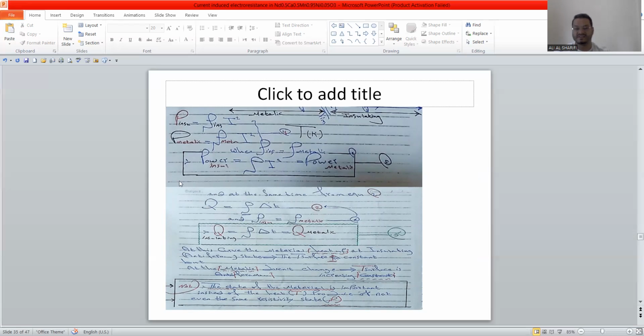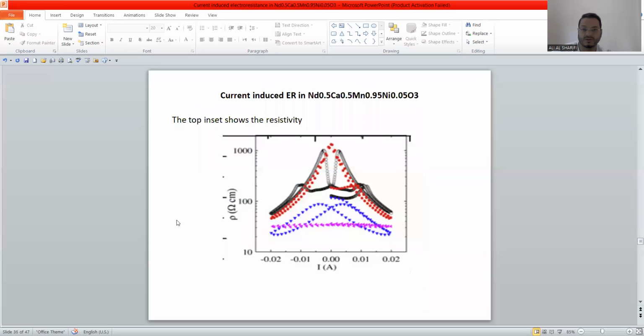Now, what about the heating? The heating at the isolating state equals the heating at the metallic state. In the material, we have the same amount of heating at two different states and the same result of power with different states, metallic and isolating. It's an interesting result: equal results with two different situations.